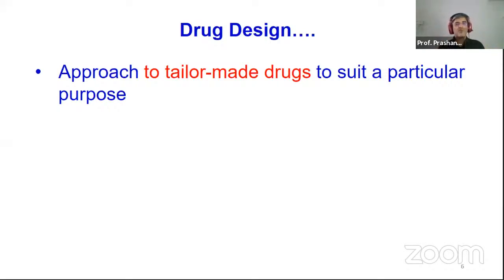But let us talk about drug design, which is a kind of misnomer, which is very widely used. So basically, this is an approach to tailor-make drugs to suit a particular purpose. Meaning, say now COVID-19, people have been struggling to discover drugs for COVID-19, and given the amount of time we have, say the last 6 months or maybe 10 months since it was first discovered, and then the kind of effort which goes into discovering drugs, or rather this whole process.